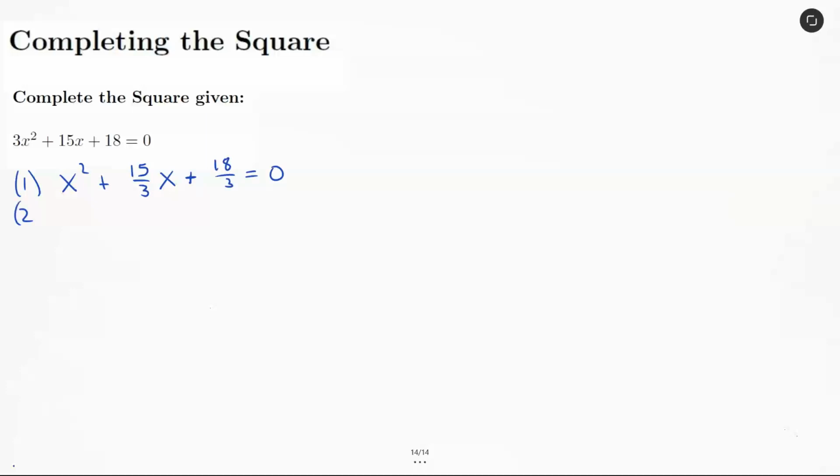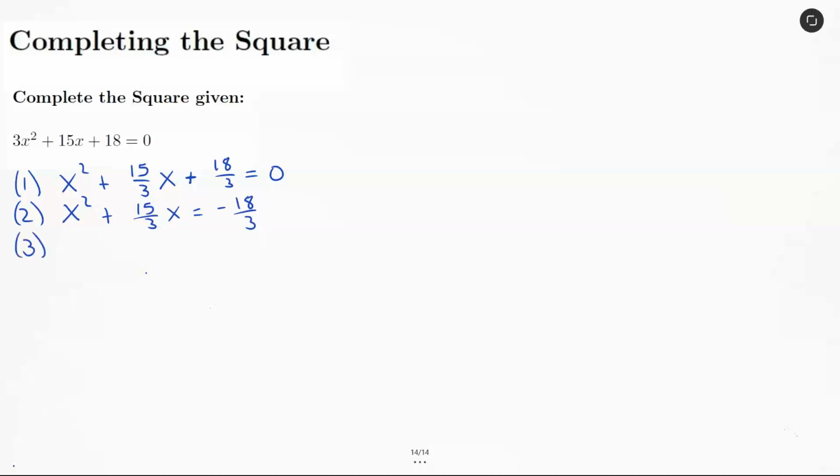Step 2, we move c over a from the left-hand side to the right-hand side. In this case, c over a is 18 over 3. So it's x squared plus 15 over 3x is equal to negative 18 over 3. There you go.